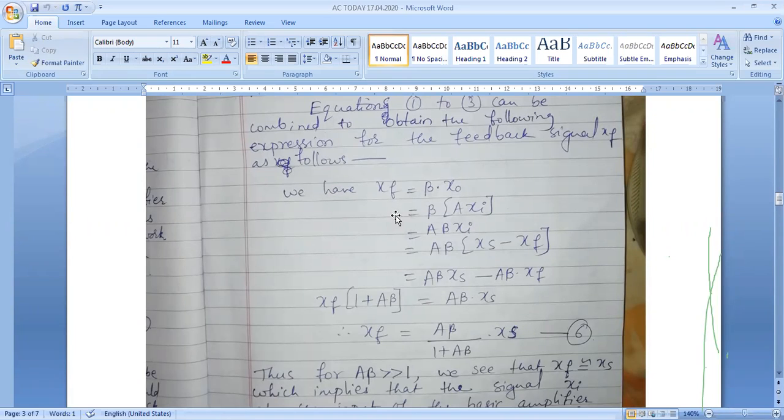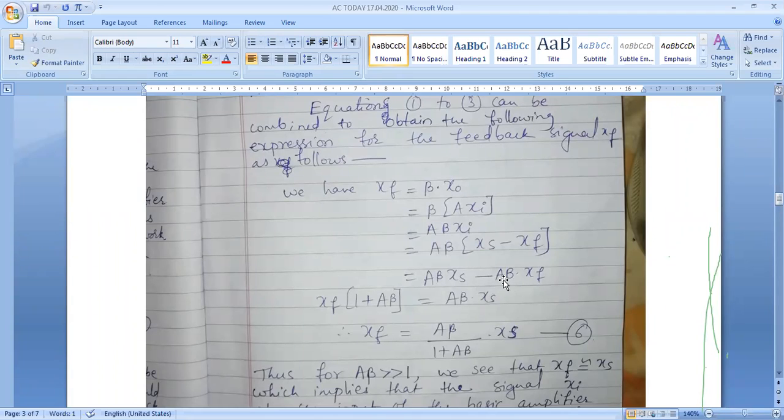Now we have XF equal to beta into X naught, correct? Now I am substituting for X naught here. So it will be beta into A into Xi, which is nothing but A beta into Xi. Now what is Xi? It is the difference signal, the difference between XS and XF. Now substituting for Xi, I will get A beta XS minus A beta XF.